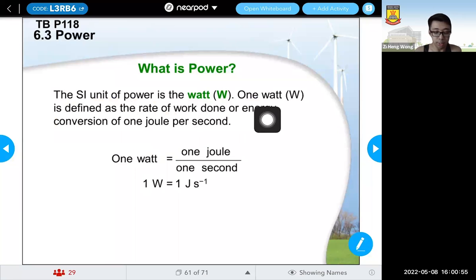How do we calculate it? Energy per unit time. The energy must be in joules. The time must be in seconds. So actually 1 watt is equivalent to 1 joule per second. Okay. So 1 watt is defined as the rate of work done of 1 joule per second.